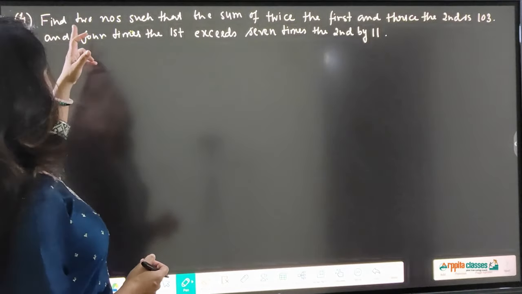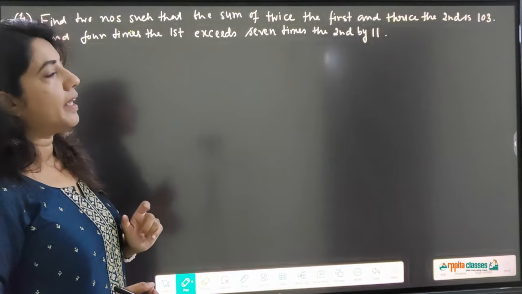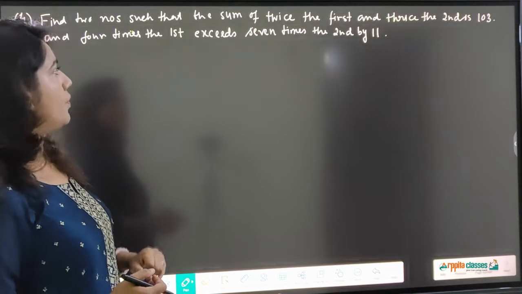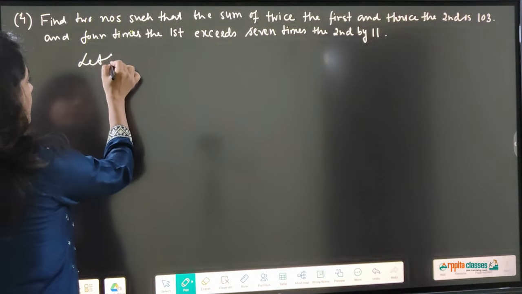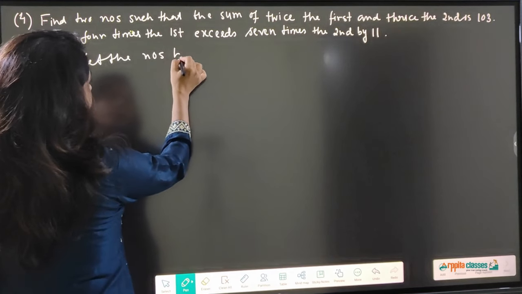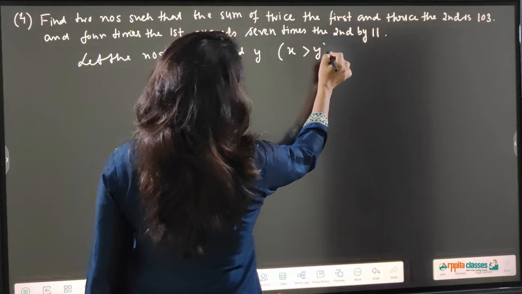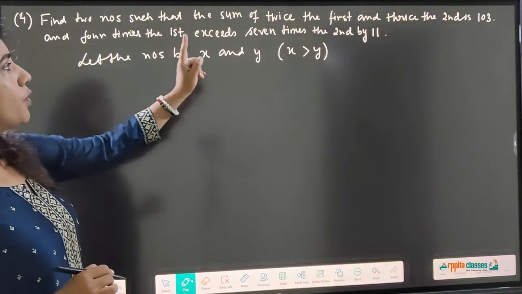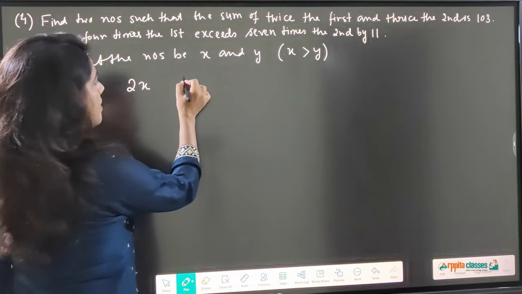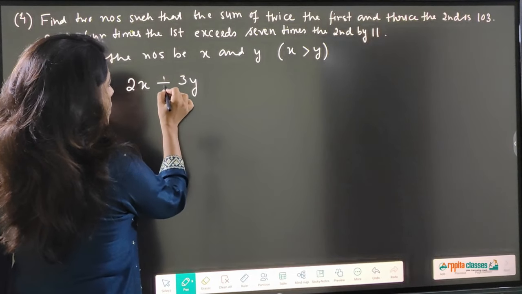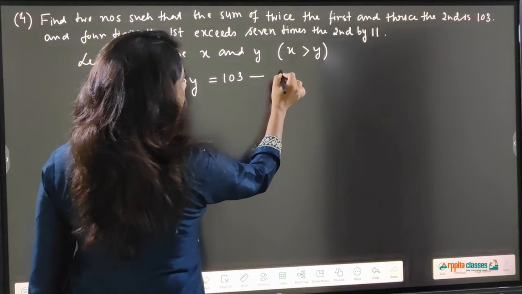Okay, so the fourth sum says, find two numbers such that the sum of twice the first and thrice the second is 103 and 4 times the first exceeds 7 times the second by 11. So again we'll consider, let the numbers be x and y, and I'm considering x is greater than y. They are saying the sum of twice the first means 2x and thrice the second means 3y. The sum means 2x plus 3y, and that is equal to 103. So this is my first equation.